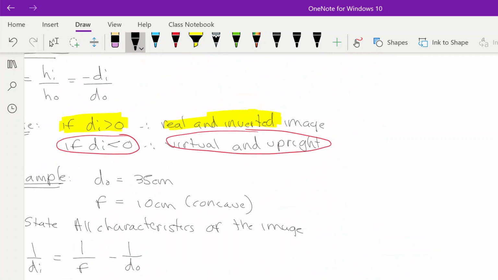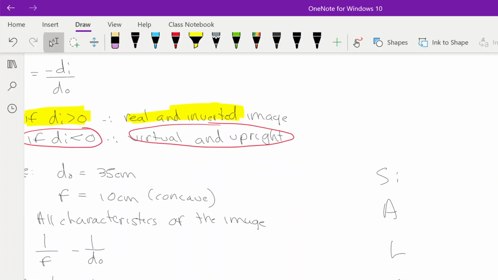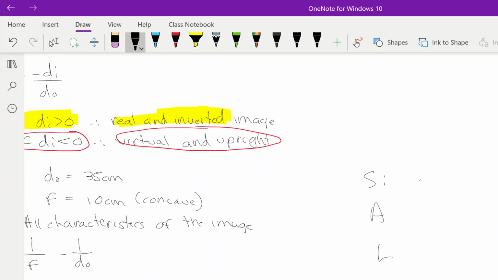Just to sum up the previous question, by the way, here are my 4 characteristics. SALT, remember? Size, we already got was smaller. Attitude, inverted. Location, 14 centimeters in front. And type is real.